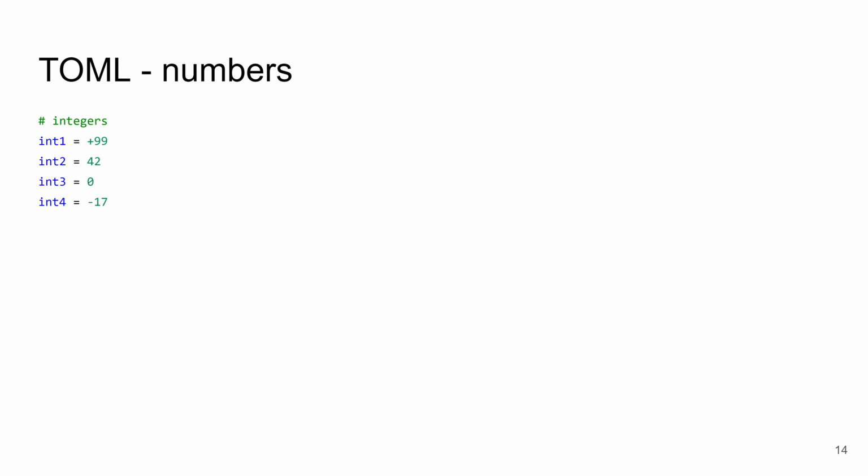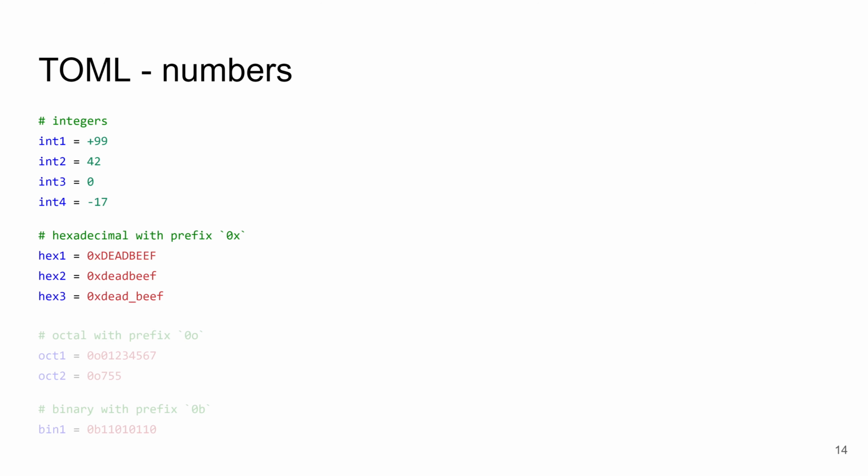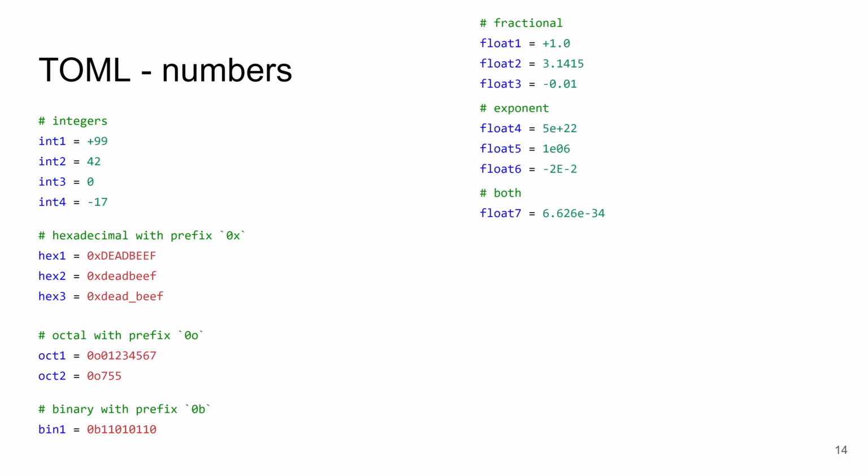So those were strings. TOML has support for numbers, and those are integers, those decimal integers we are used to. But besides those, it has support for hexadecimal numbers, starting with the 0x prefix, octal numbers, starting with the 0o prefix, and binary numbers, starting with the 0b prefix. There is also support for fractional numbers with the decimal dot, and exponential numbers with lowercase or uppercase e for the exponent, and a combination of those.